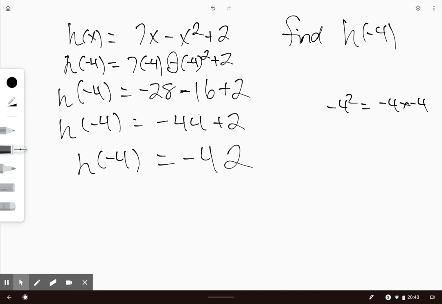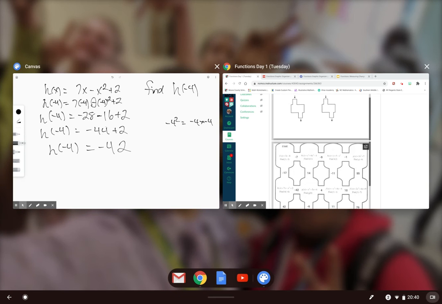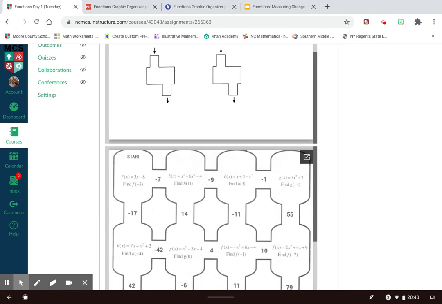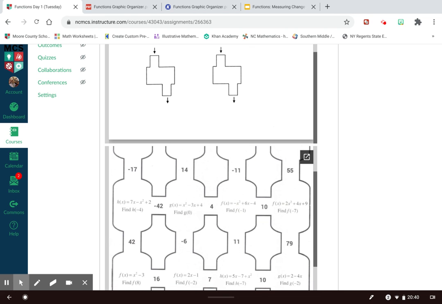Because if you don't show your work, it's going to be very difficult for you to find mistakes, and you're going to find yourselves getting lost, especially tomorrow when you are doing composite functions. Okay, so what we're going to do then is I've done the first two for you. So we did negative 17, and then the h of negative 4 here was a negative 42.